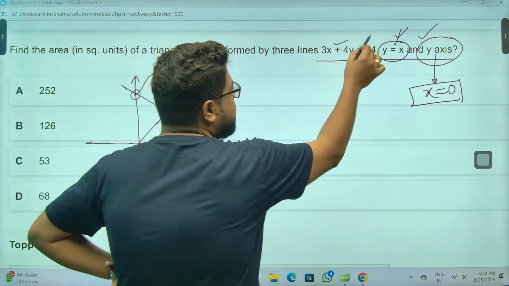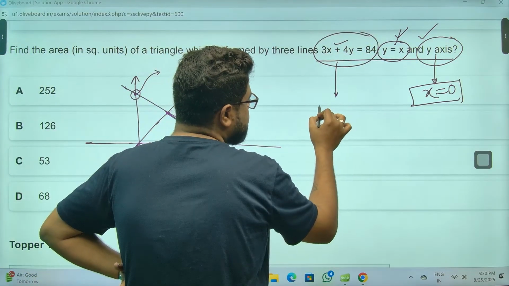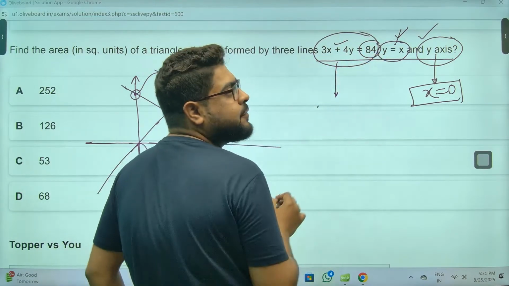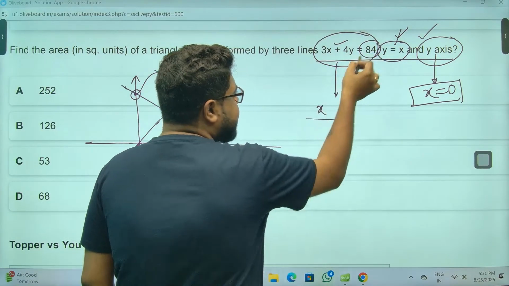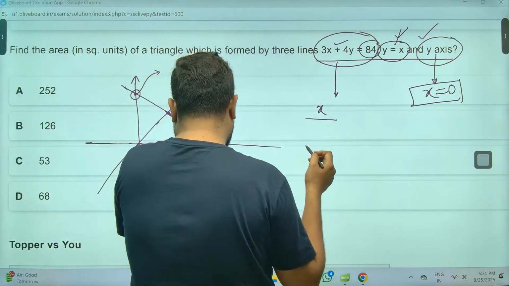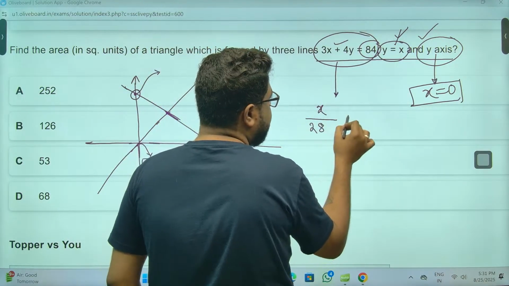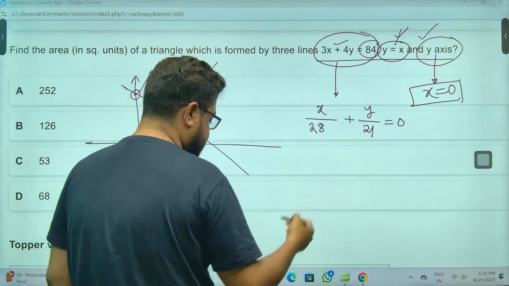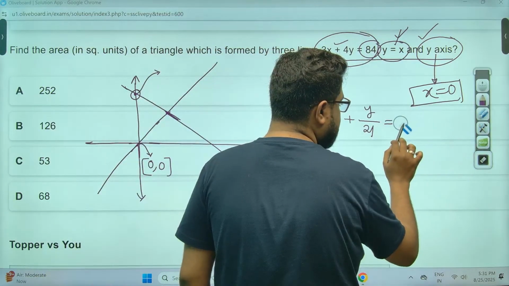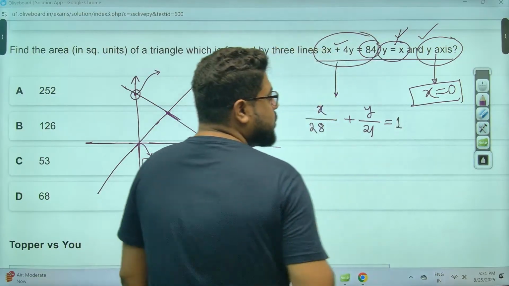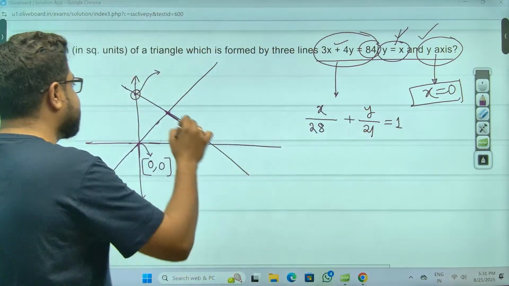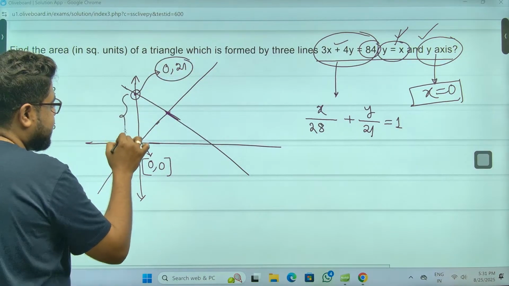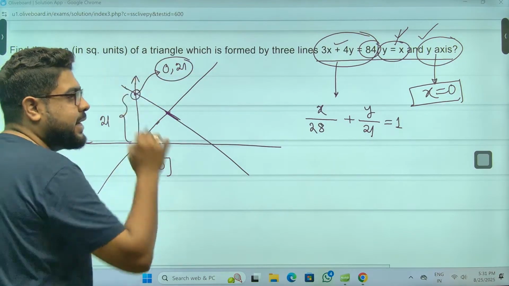Sir, for that we'll use the intercept form. In the intercept form, the right-hand side must always be 1. So divide by 84. So x by 84 by 3, 84 by 3 is how much, sir? 28, I guess. Plus y by 21, equal to 1. So that means the y value is, this is the 0, 21 point. Or you can say, sir, this height is 21, or this length is 21, sir.